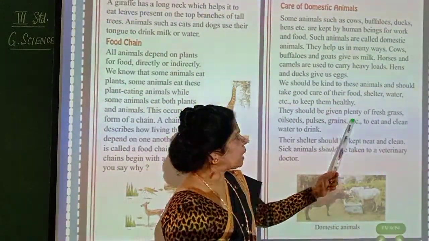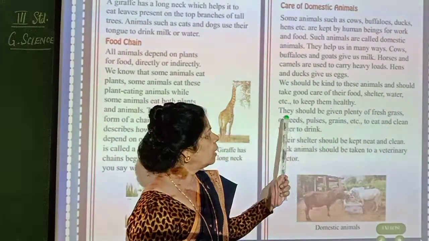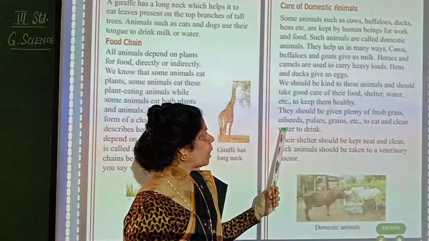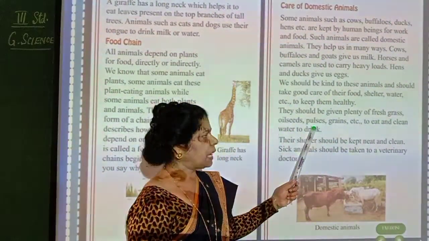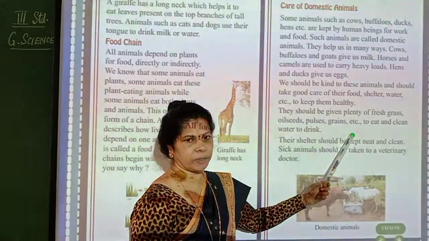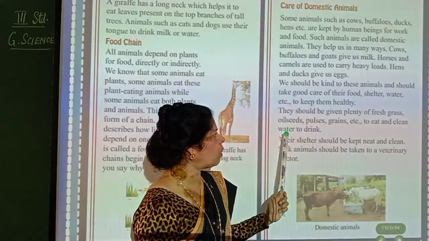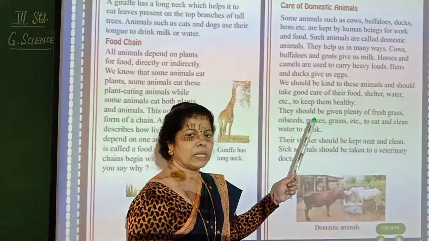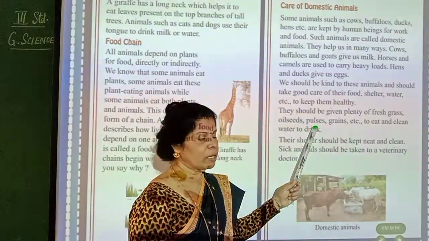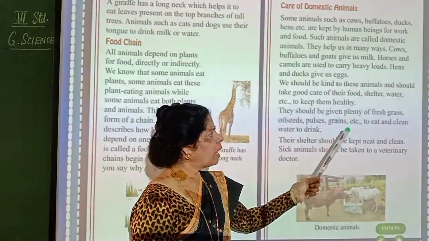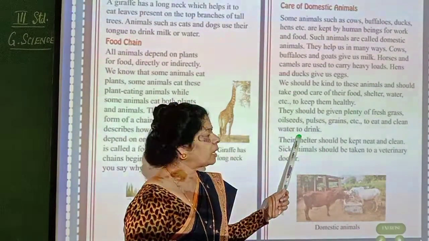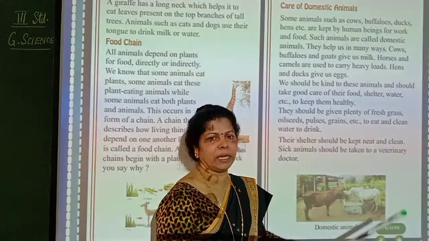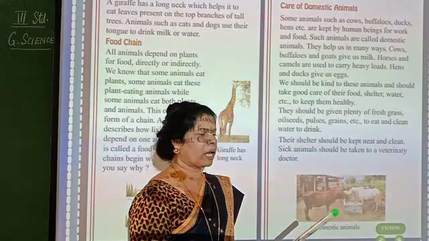They should be given plenty of fresh grass, especially cows and buffaloes. They should be given fresh grass, oil seeds, pulses, grains, etc. to eat and clean water to drink. So all these you have to give. These are called fodder. Fodder means the food which you give to animals. You should give them clean water to drink. Their shelter should be kept neat and clean, because they cannot go outside.